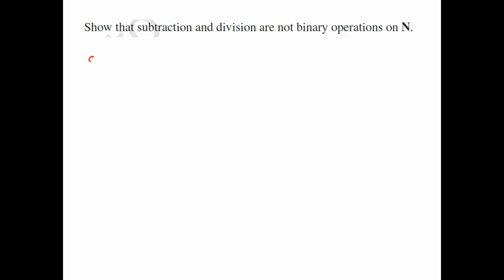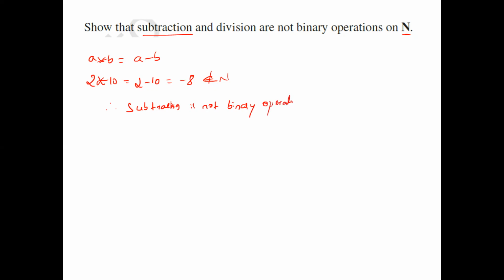So binary operation definition, what is that? A star B. First one I'll take the subtraction means A minus B. Now I'll take the A value is 2 star, B value I'll take 10. You can take any natural number. Now 2 minus 10. What is the answer? Minus 8. Minus 8 does not belong to n. Therefore, subtraction is not binary operation on n.